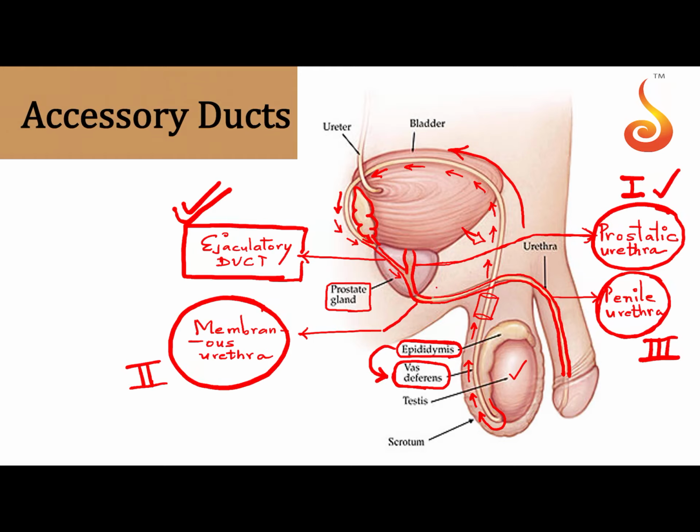And I told you the smallest part of the urethra, which I am putting a circle around here, which is referred to as the membranous urethra, has moved out or emerged out of the prostate gland. Okay?